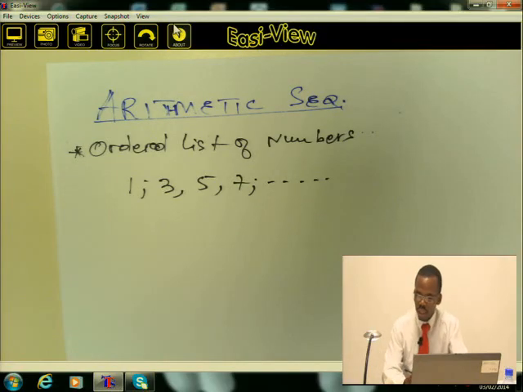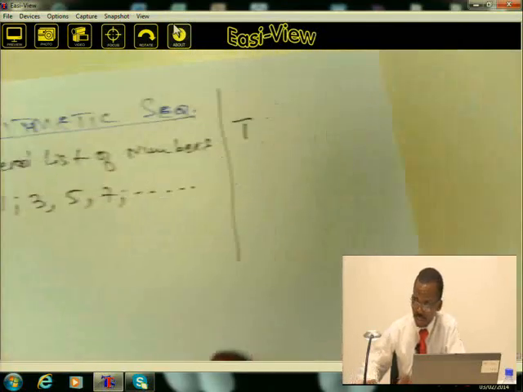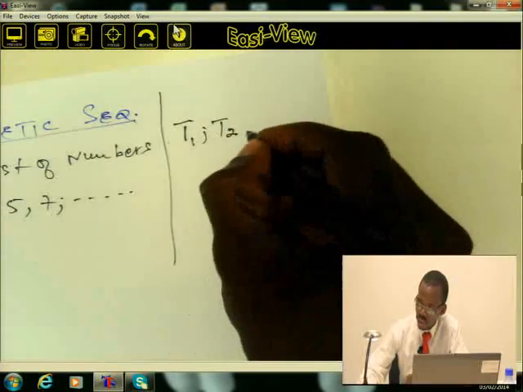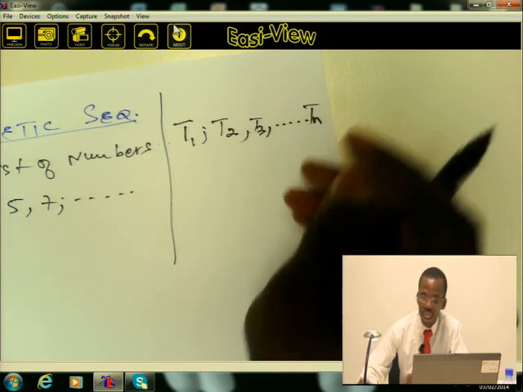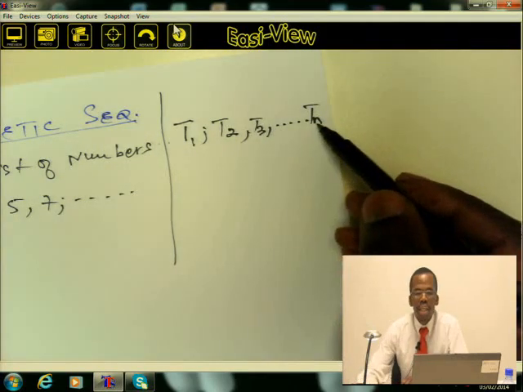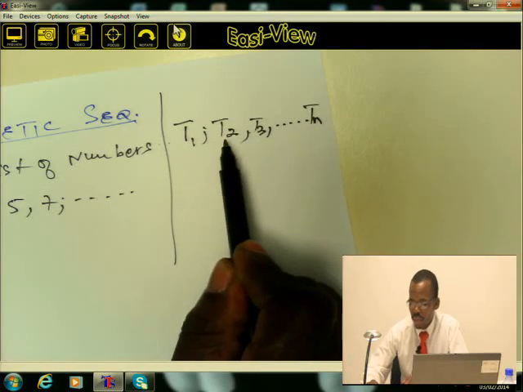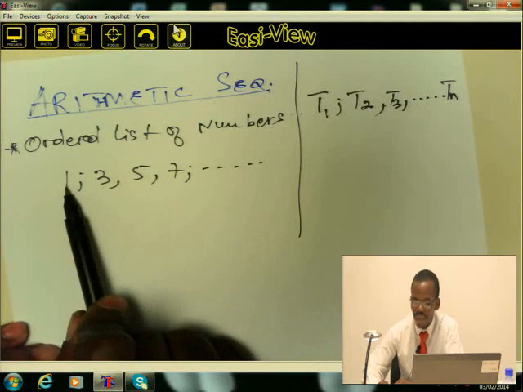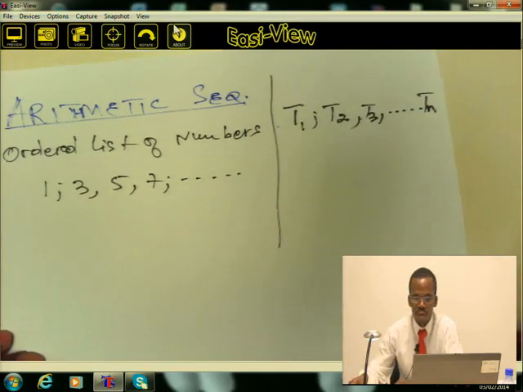Let's consider that sequence. We know that a sequence can be written in the form T1, T2, T3, up to Tn, where Tn is the nth term of that sequence, T1 is the first term, and T2 is the second term. In our example here, we can say this is the first term, the second term, the third term, and you can continue and so forth.